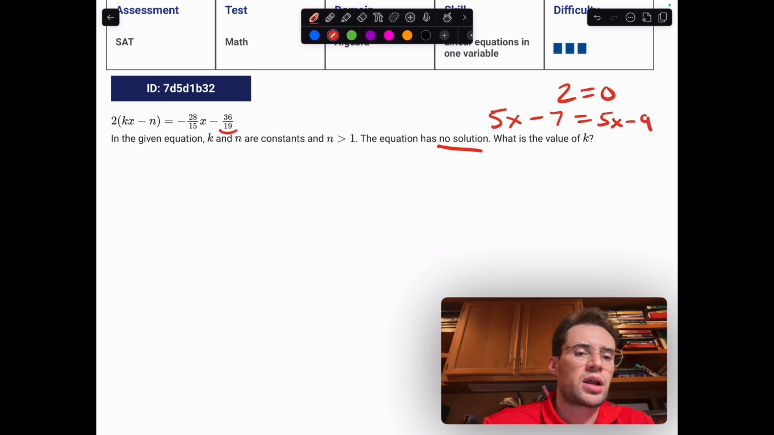So in this case, our constants are different just because of this n is greater than 1 part. So all we have to focus on is that the coefficients for the x term should be the same, right?